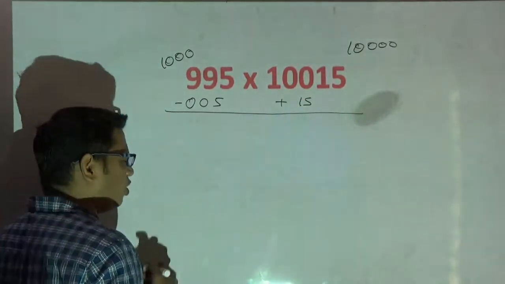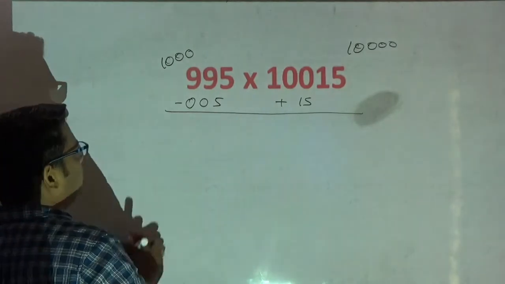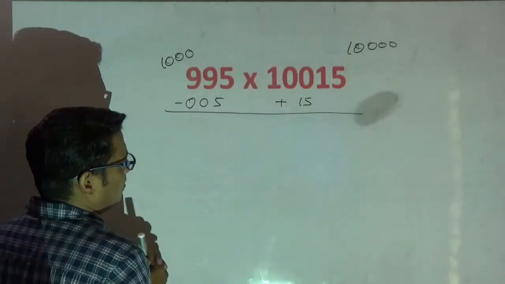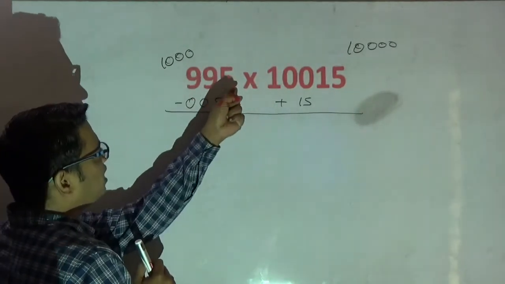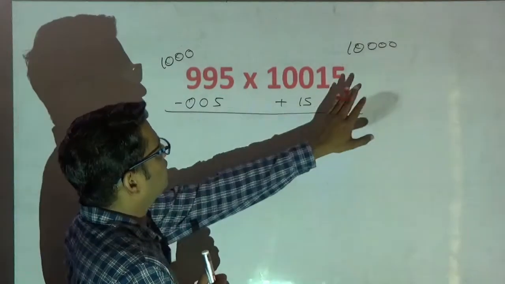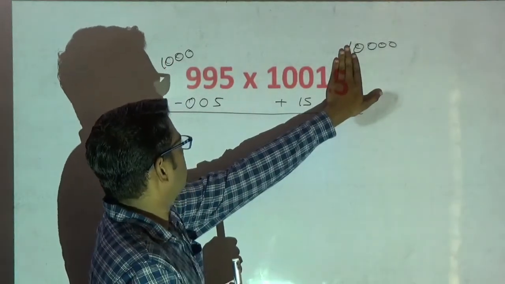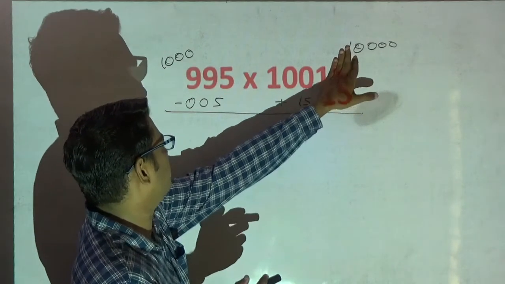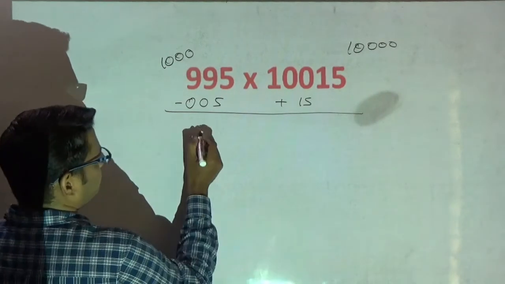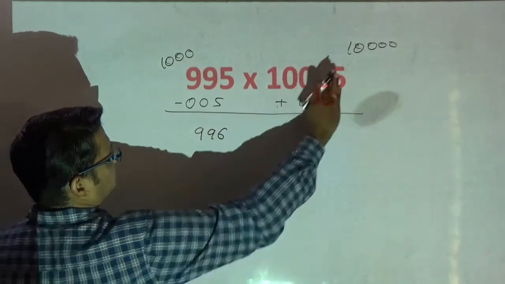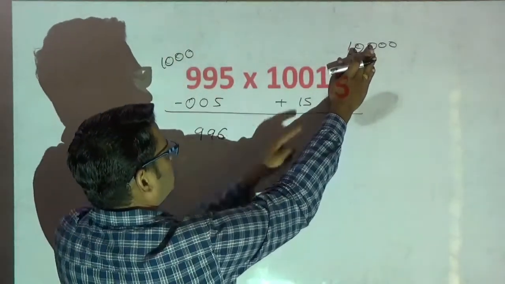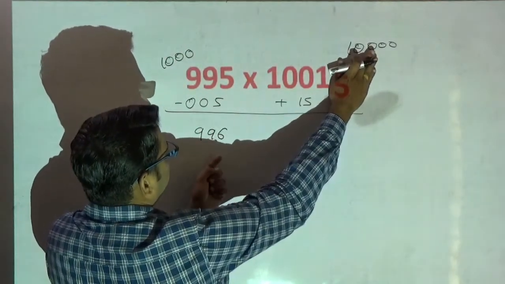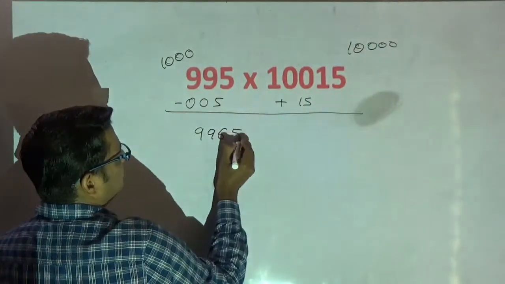Whenever one number is below base and one number is above base and both the numbers are in different bases. Now, here this is 3 digits. Therefore I have to consider totally 4 digits here. 1001 minus 5 is what? 996, correct? 3 digits means you have to consider 4 digits here. So it will become 996 and the last digit you write as it is.